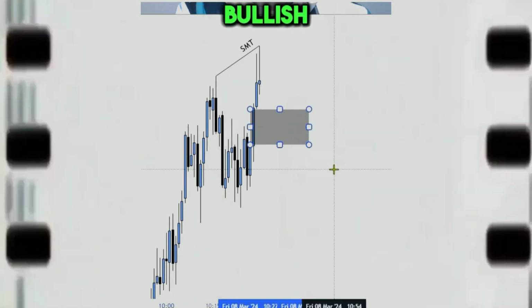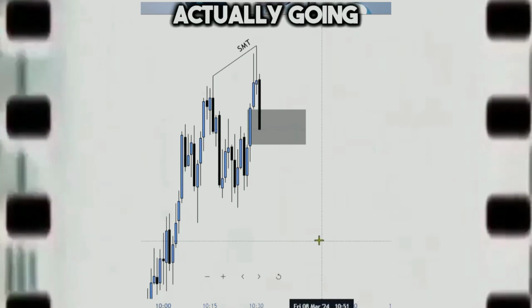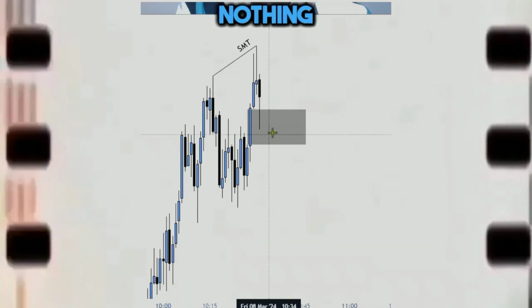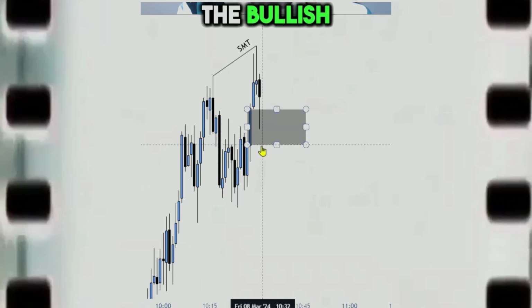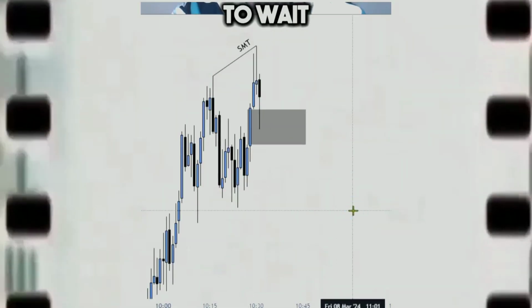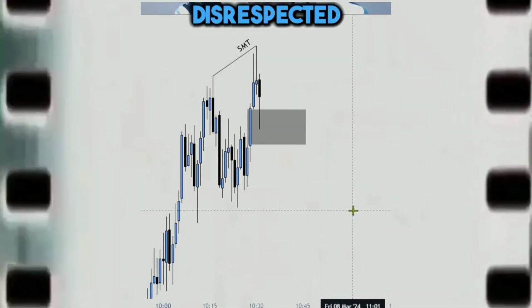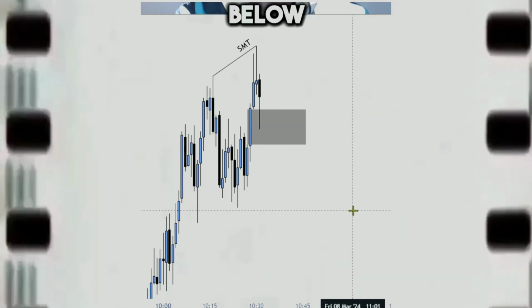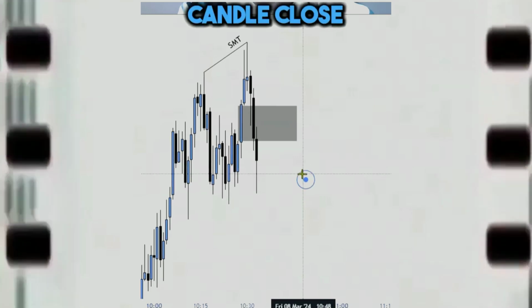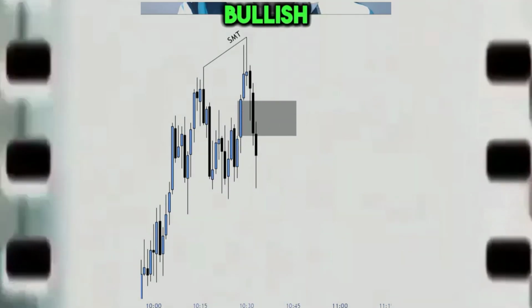gaps is, instead of opening long positions from bullish fair value gaps, what you're actually going to do is do absolutely nothing when price action comes into the bullish fair value gap. You are going to wait for the fair value gap to be disrespected and get a candle close below the bullish fair value gap. So as you can see on this next candle, we get a candle close below this bullish fair value gap. Therefore, I can enter into a short position.